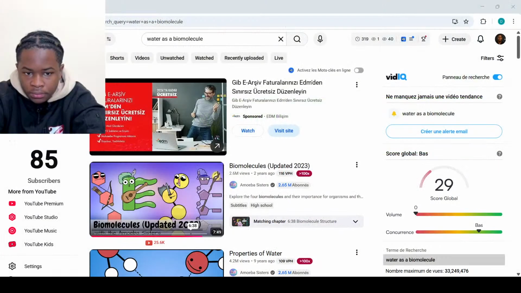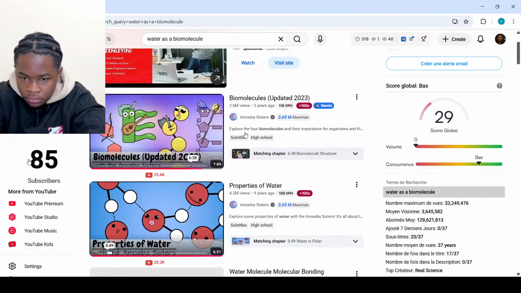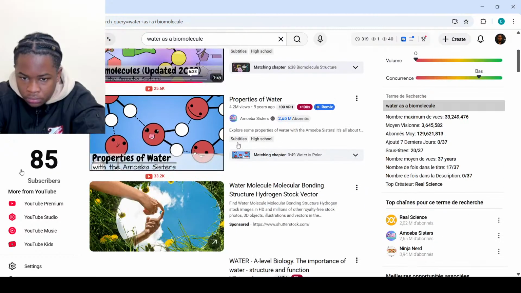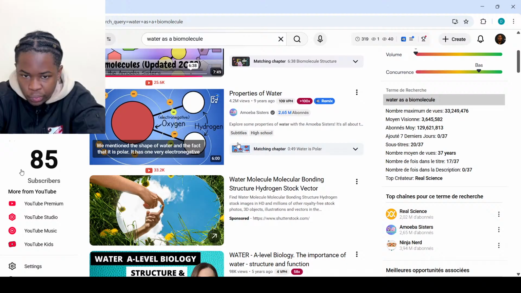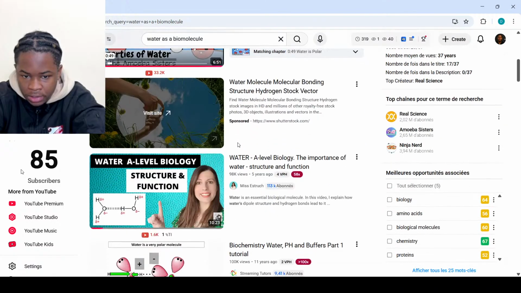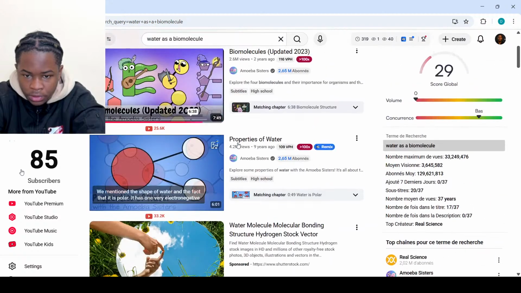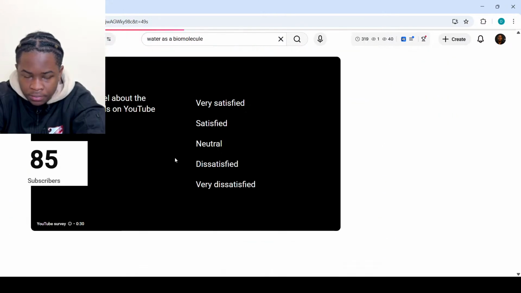Okay, let's look at water as a biomolecule. Properties of water.